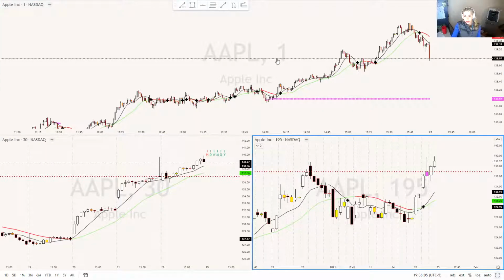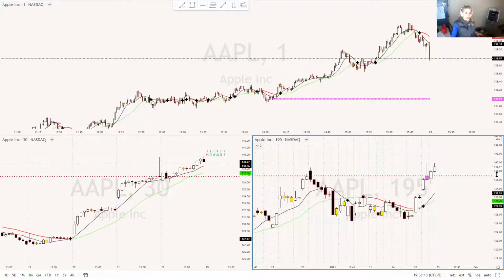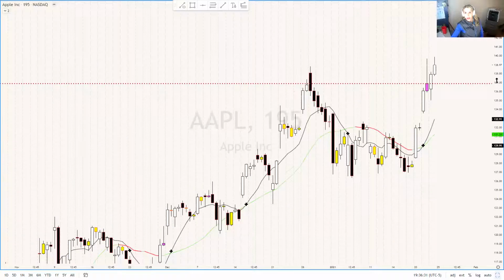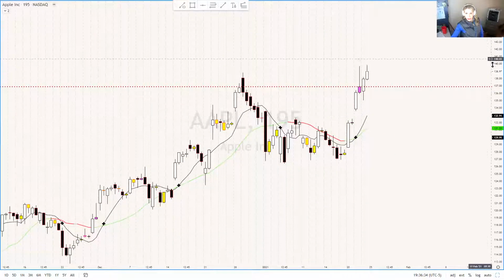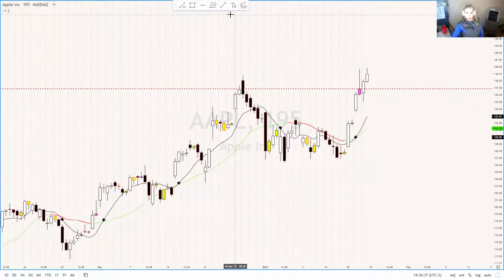I'm going to use the 1 minute, the 30-minute, and the 195-minute time frames. The 195 is like the 4-hour, except 4-hour, if you're trading that, it kind of overlaps days. The 195 is effectively dividing one trading day into 2 candles. So both of those candles will close on the same day. So I'm just going to draw my broadening formation here on the 195-minute.